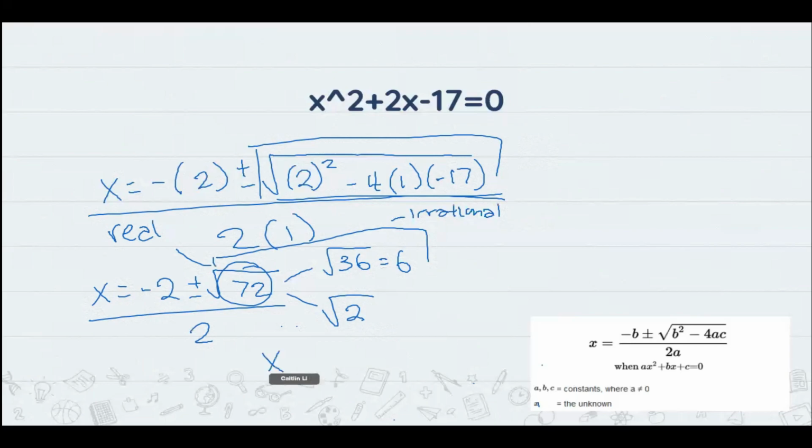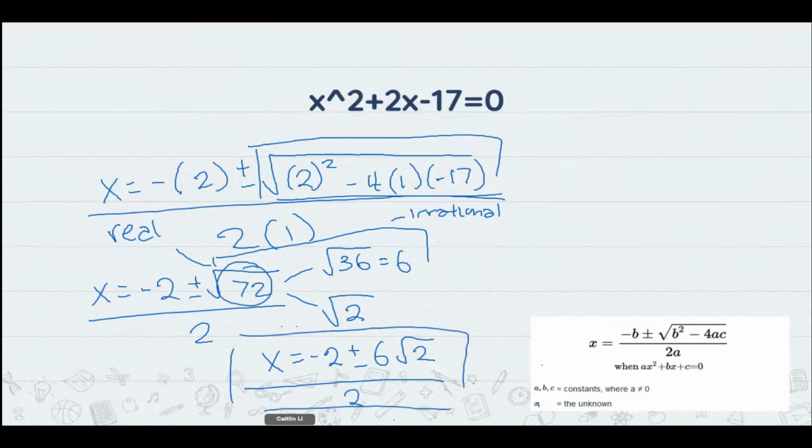And we would turn, and now I'm just going to make it look more clean with whatever we have so far. So this would turn into x equals minus 2 plus minus 6 radicand 2 over 2. So this is what it would look like now. And again, we would have to split it. So I'm going to do it up here.